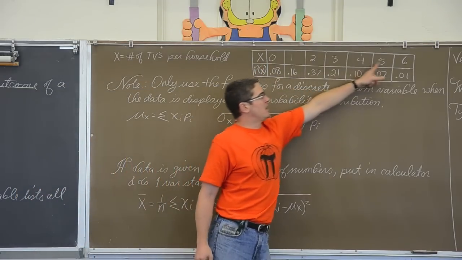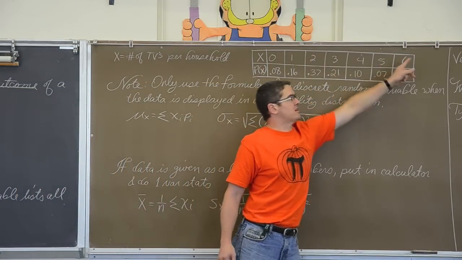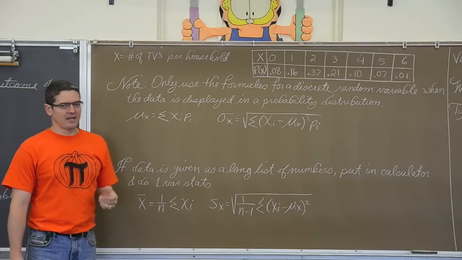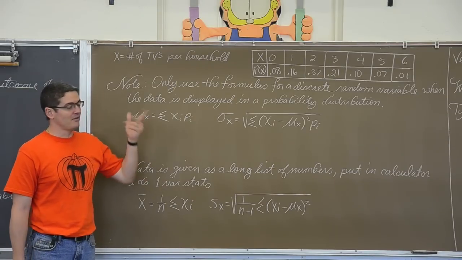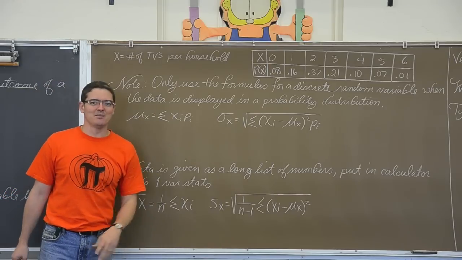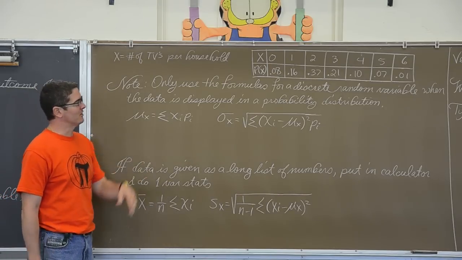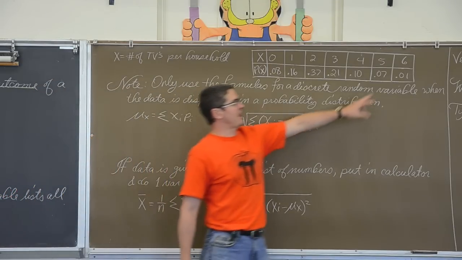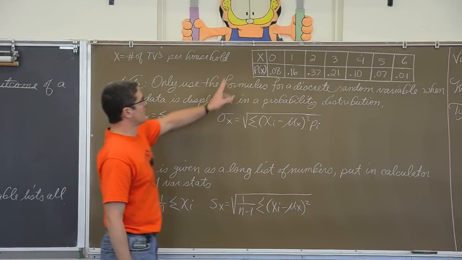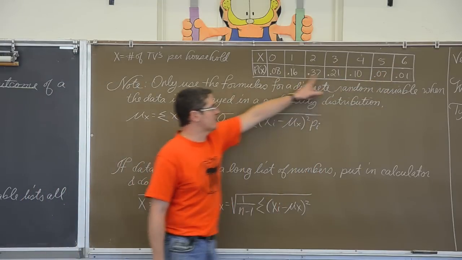We have a list of outcomes of 0 through 6. Even 6 TVs I think is excessive, and if anyone says more than that, give me a break. So I'm ignoring all the answers of people saying they have more than 6 TVs. So I've got a list of my outcomes and a list of those probabilities.